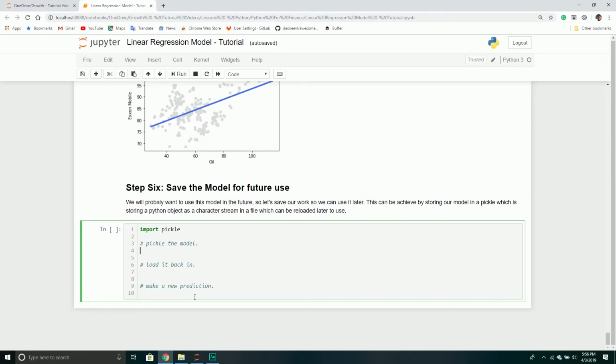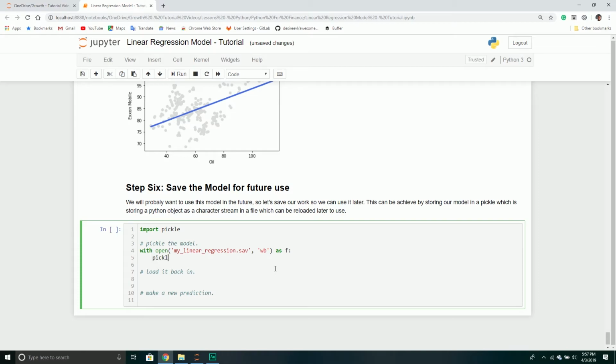So with pickling, we save our model for future use, and basically we're creating a byte stream. To do this, we're going to say with open, and then brackets, my linear regression, .sav, and then we want to make sure that we can write to it, and then we'll do an alias as f, so that will be our file. And then we'll say pickle.dump. Keep in mind, I did import the pickle library. Otherwise, we can't do this.